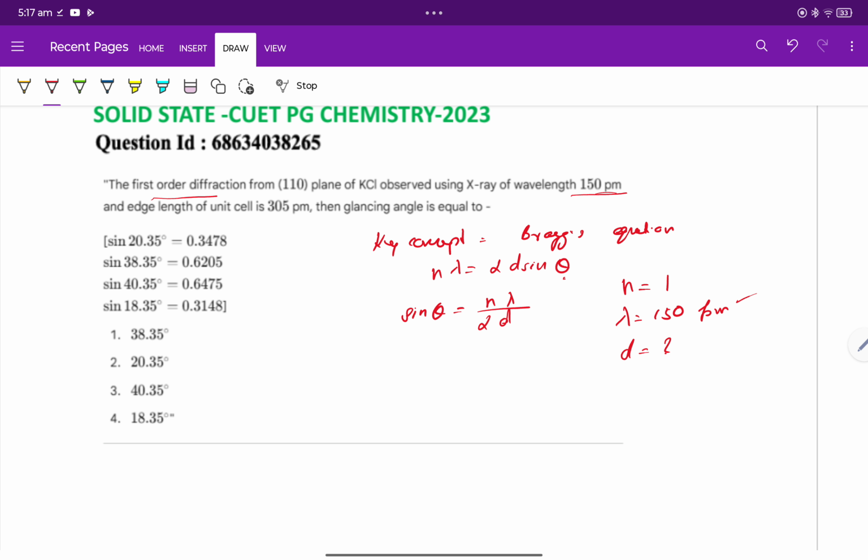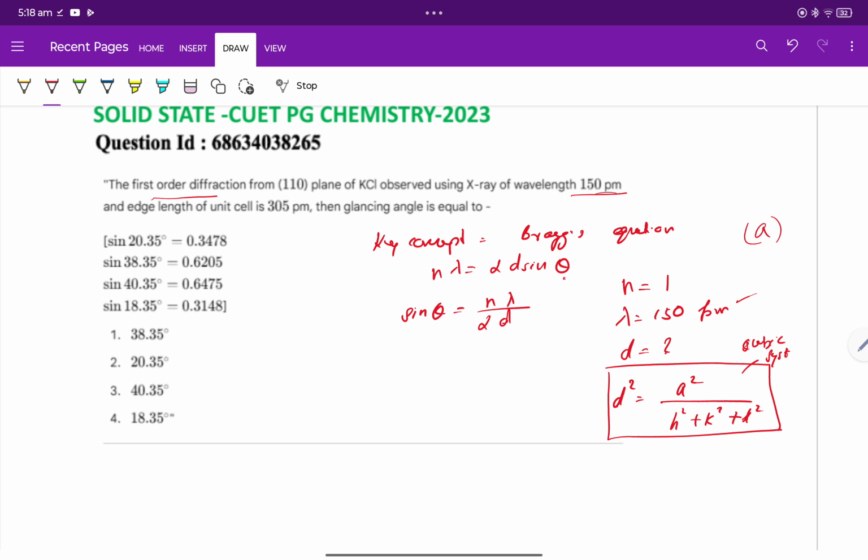Instead of d, they have given the a value, or the edge length. So what is the equation to determine d? You have to memorize this equation also. d square is equal to a square divided by h square plus k square plus l square. This is the equation for a cubic system, the relation between the d spacing and the unit cell edge length. This is only for cubic systems.